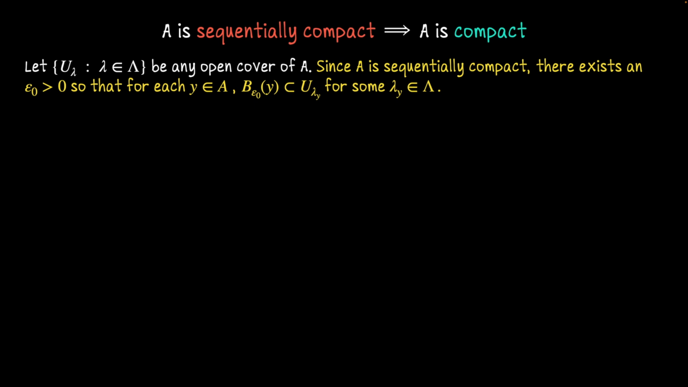So to recap, we want to show that if A is sequentially compact, then A is compact. It's going to be a direct proof. What we can now say is that given some random open cover of A, we can identify a special radius epsilon_0 greater than 0, so that for each point in the set A, the neighborhood around that point of radius epsilon_0 is entirely contained inside of a single member from the open cover. Let's move on now and finish the proof.